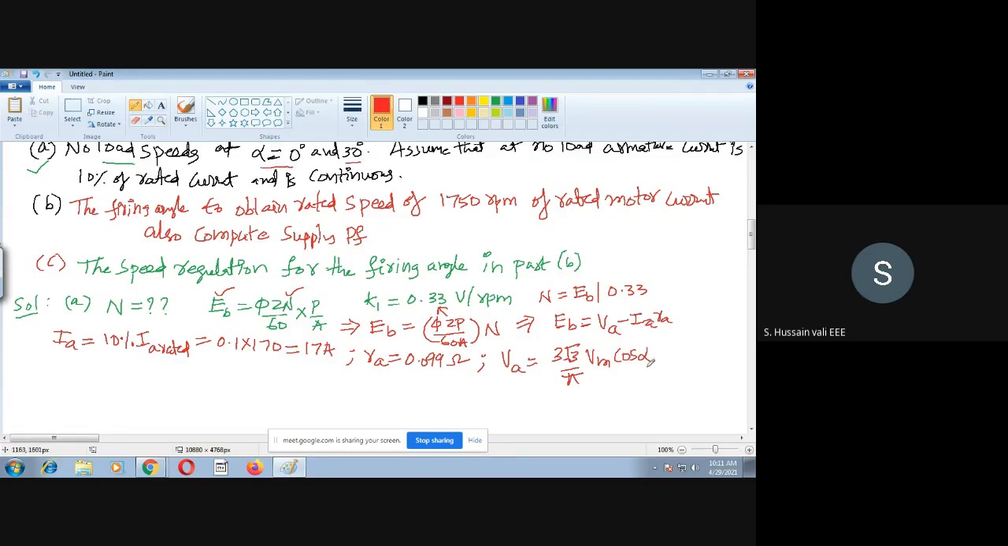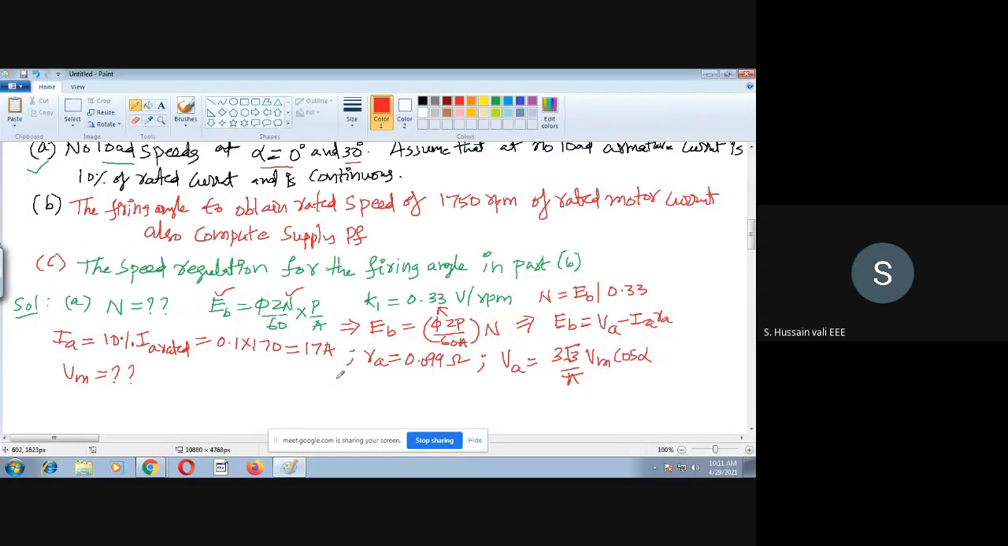Alpha is equal to 0 in this case, so we know the alpha value. What else don't we know in this equation? We don't know what Vm is. What is Vm? Vm is nothing but the maximum value of the phase voltage.